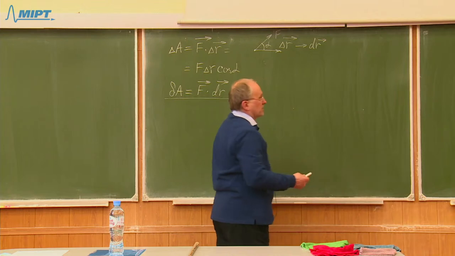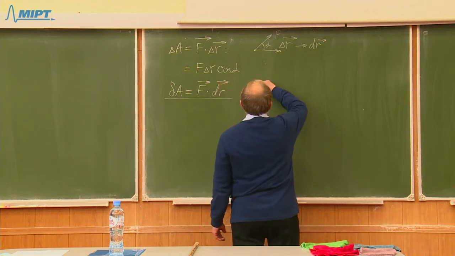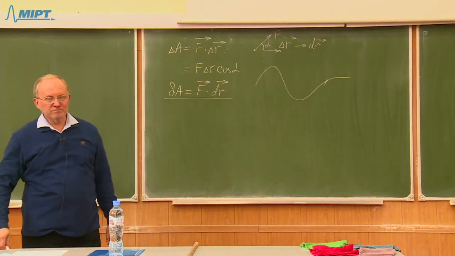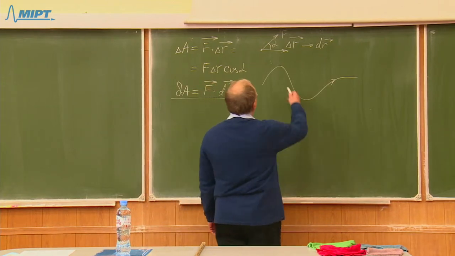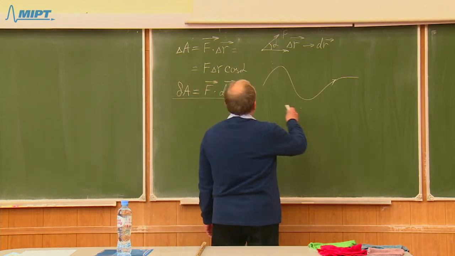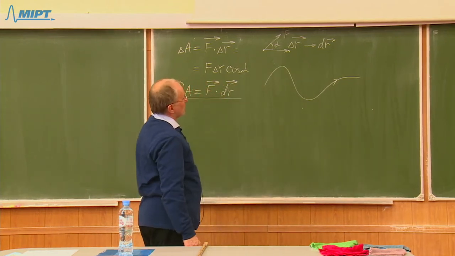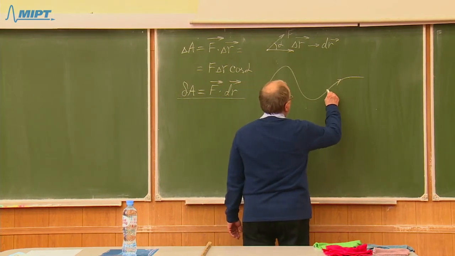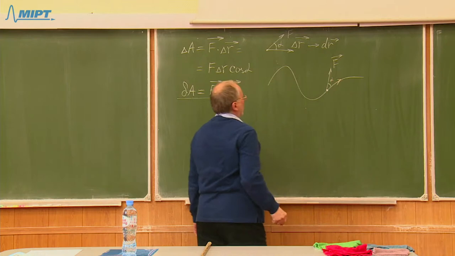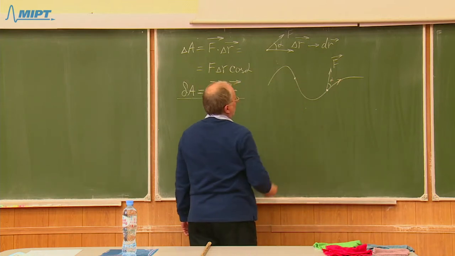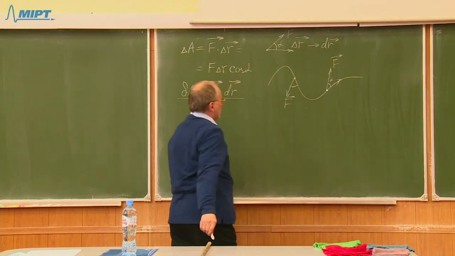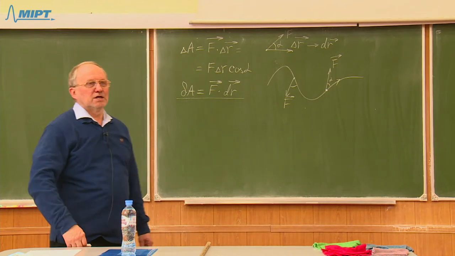What if the particle motion is large compared to dr? What if the particle moves along some arbitrary trajectory? The particle moves in an arbitrary way, and the force acting on the particle changes, as is usually the case. And the angle alpha between the force and the displacement changes all the time. At this point, force F may be directed here, and the angle may be this one. And at some other point, the force could have been absolutely different. It could have been directed this way, and the angle was different. How can we calculate work in this general case?